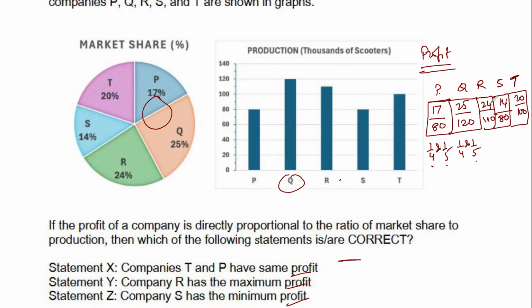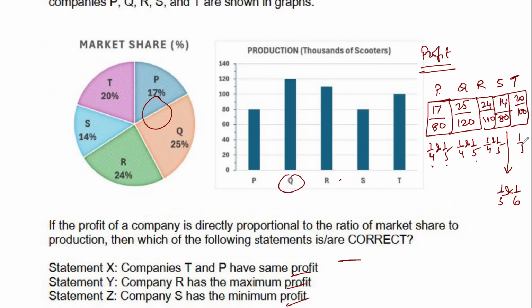Okay. R is 24 by 110. So 24 fives are 120, 24 fours are 96. So 1/4 and 1/5. I'll write it down out here. 14 fives are 170, correct? And 14 sixes are 84, right? 14 fives are 70, sorry, not 170. 14 fives are 70 and 14 sixes are 84. So this is between 1/5 and 1/6. And this is exactly 20%.